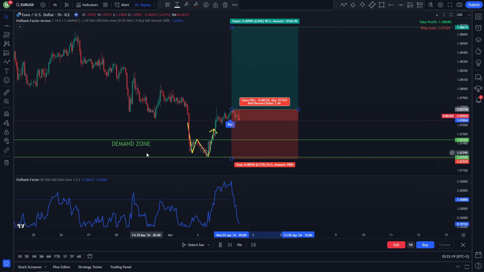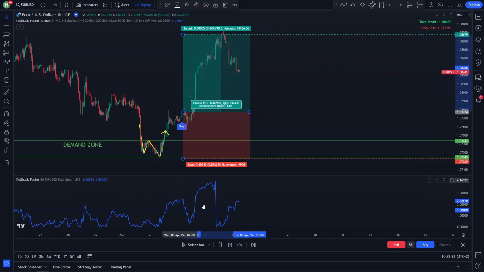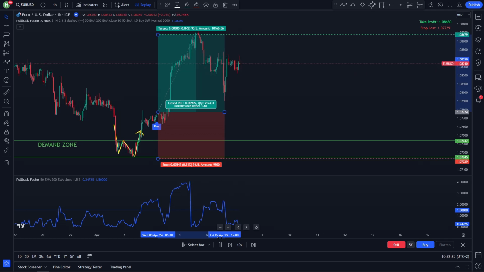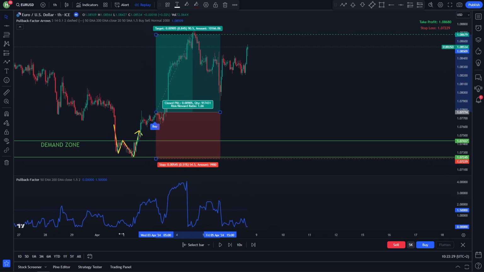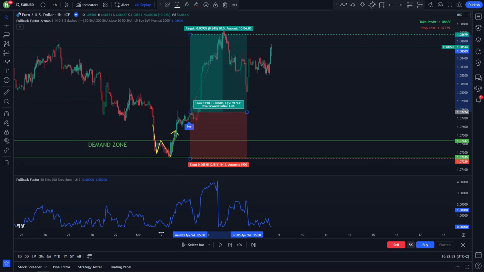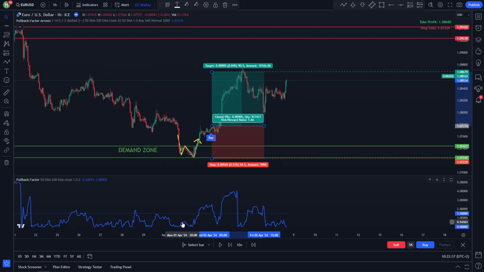In conclusion, the pullback factor indicator presents a paradigm shift in how traders approach timing and execution. By providing real-time insight into the dynamic world of pullbacks, this powerful tool empowers traders to navigate market trends with confidence and precision.